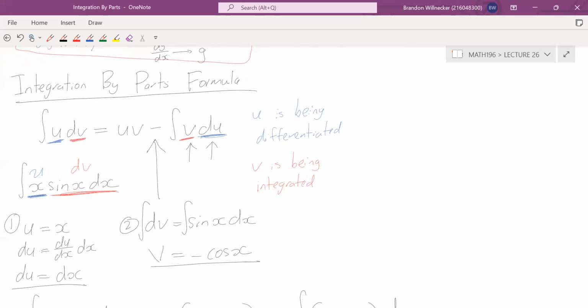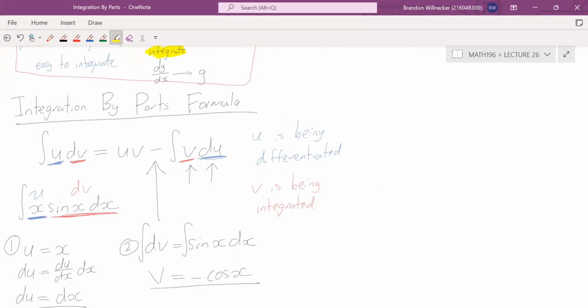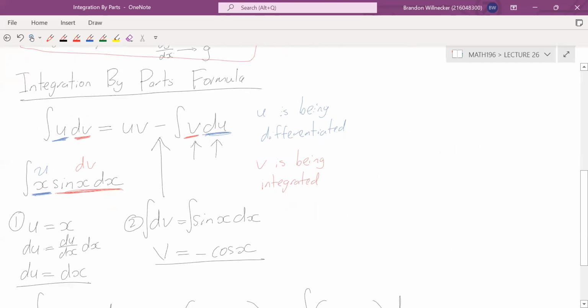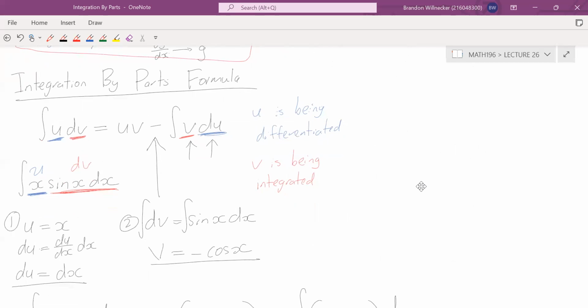So let's just go over this one more time. So the first thing that we need to do is pick what is going to be u and what is going to be dv. Remember, u needs to be differentiated and dv needs to be integrated. So that's the first thing that we need to do. Pick what u is going to be, pick what dv is going to be.